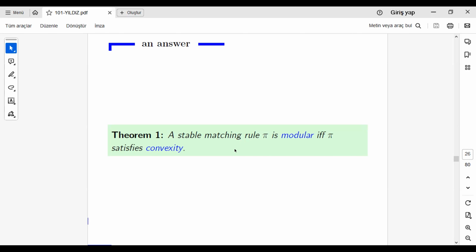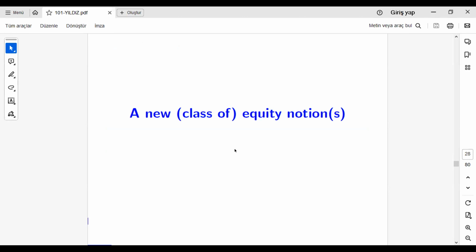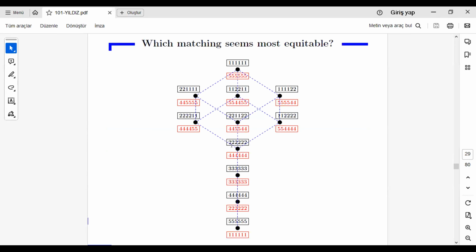In fact, this condition, convexity, has not appeared in the literature before. We have also perused the lattice literature. There is no analog of that in that literature as well. Okay, so now let me move on to equitability, fairness, and I will conclude with our second theorem.